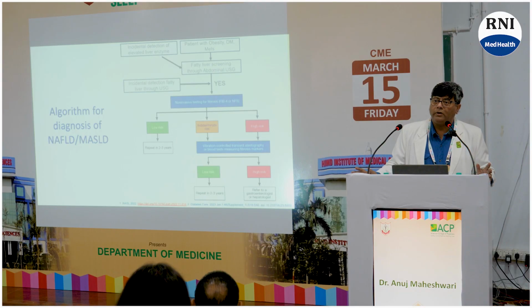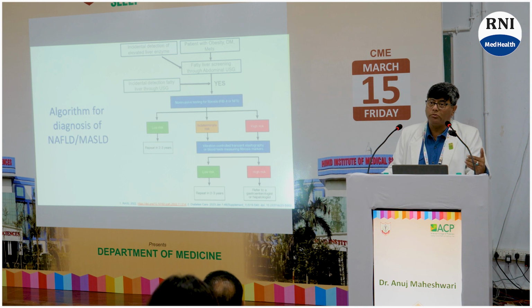The algorithm for the diagnosis of MASLD or NAFLD says that any patient who comes to you with elevated liver enzymes which are not well explained, you should ask him to get investigated for NAFLD or fatty liver deposition. If the patient has any condition which may arise out of insulin resistance, such as obesity, diabetes, metabolic syndrome or hypertension, then it becomes more important, and you need to ask him for a fatty liver screening through abdominal ultrasonography. If the patient is found to have evidence of fatty liver disease on ultrasonography, obviously he becomes a candidate for treatment. But if not, then we can ask him to go for non-invasive testing for fibrosis, that is the Fibroscan.